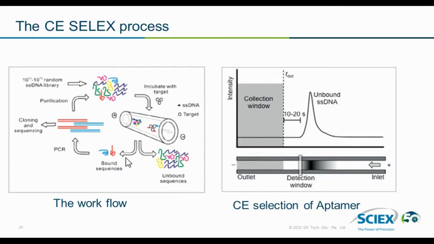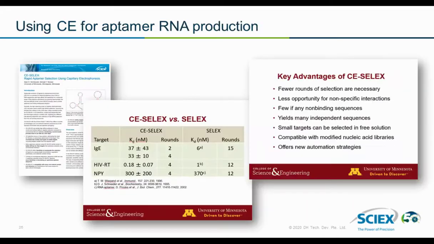And then you collect the fractions, use PCR to multiply the fractions, and then repeat the process. This process is called CE SELEX, and what you're basically doing is using CE as a fraction collection and separation device. It's used in a workflow for aptamer production, and there's a group at Oxford University that has used this type of workflow.